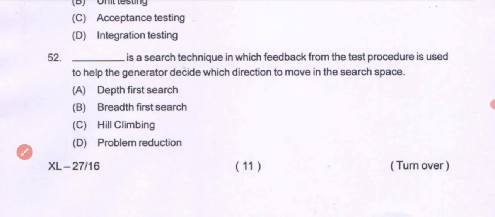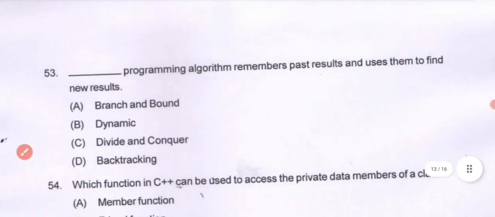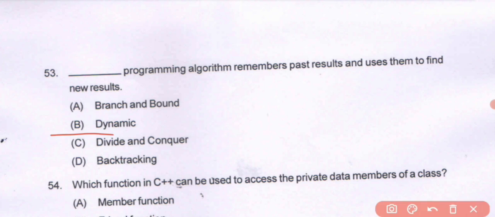52. Dash is a search technique in which feedback from the test procedure is used to help the generator decide which direction to move in search space. Option C, hill climbing. Dash programming algorithm remembers past results and uses them to find new results. Option B, dynamic.